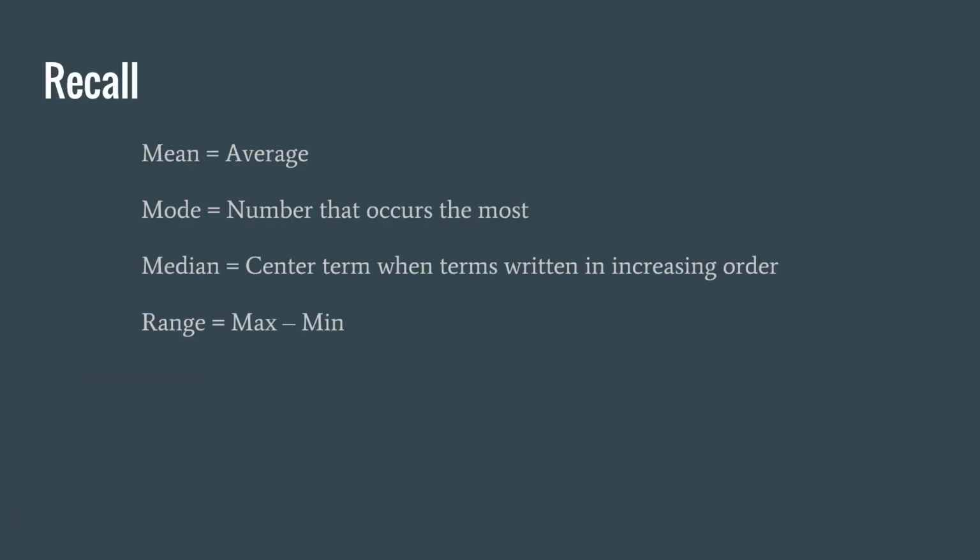So one of the main things we need to recall are the definitions of mean, mode, median, and range. Remember, the mean is finding the average, which we did in our last lesson. We added together all of our numbers and then divided by the amount of numbers we had, and that gives us our mean. Our mode is the number that occurs the most. The median is the center term when the terms are written in increasing order. Think about the median as the middle number. The range is the max minus the minimum.